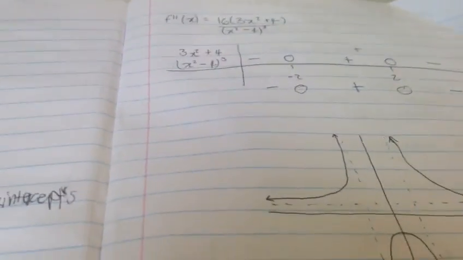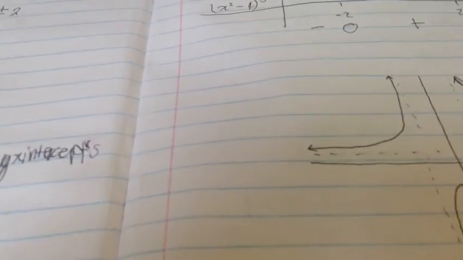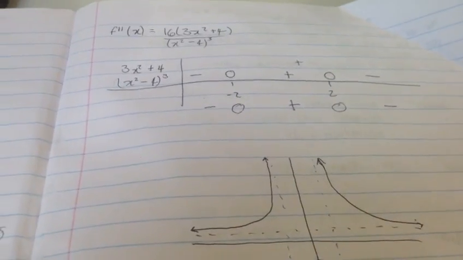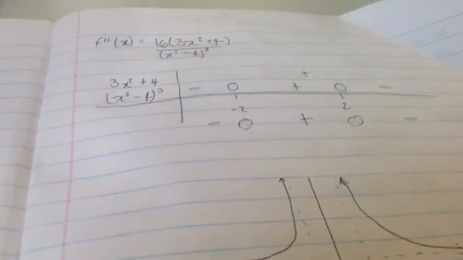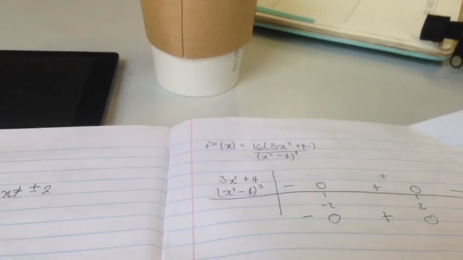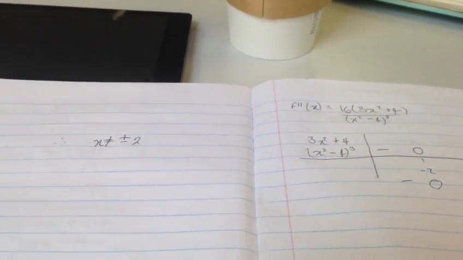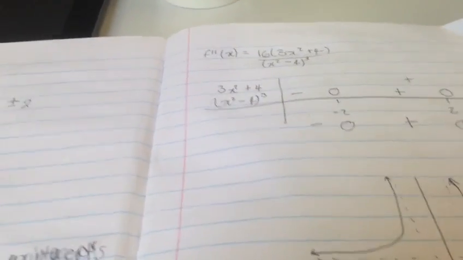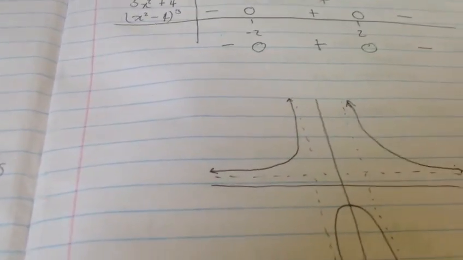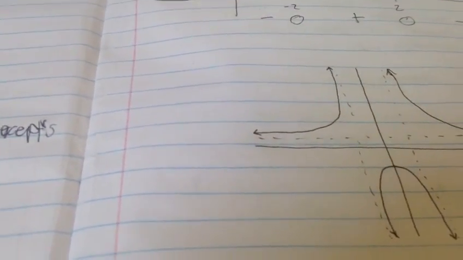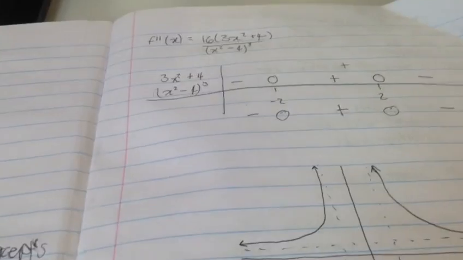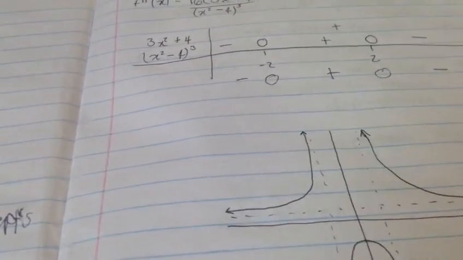And from this, the second derivative was given, so from there I could figure out the general shape of the graph. As you could tell, from -infinity to -2 and from 2 to infinity, the graph is concave down. Well, in between 2 and -2 it is concave up.